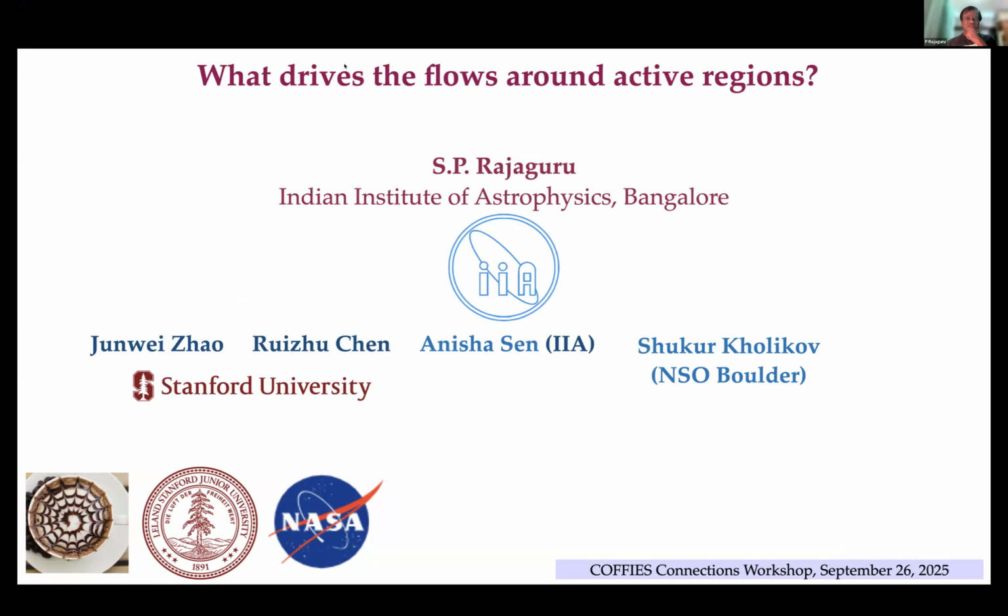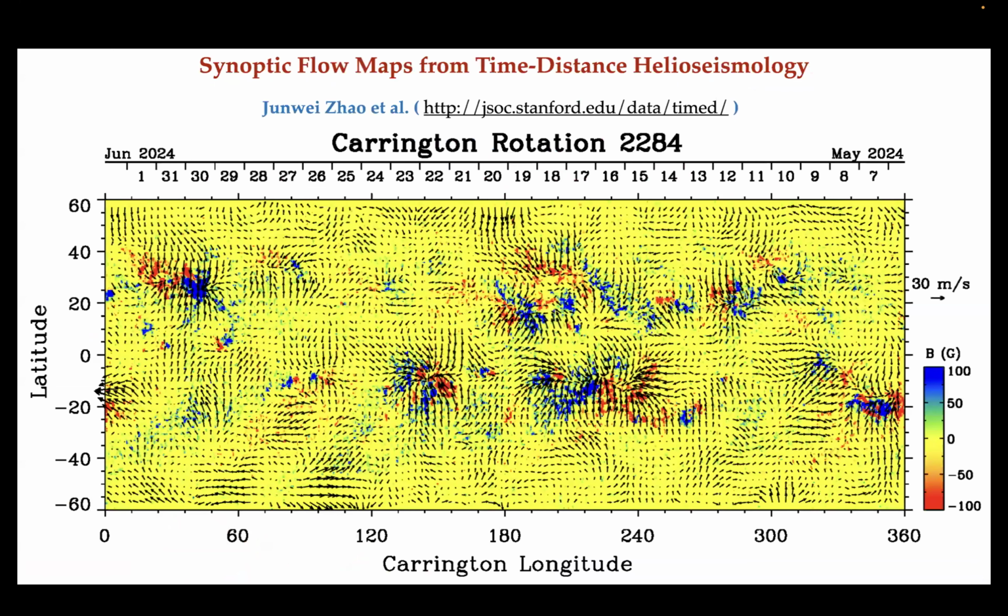All right. So let me start by thanking the COFFIES Connections team for accommodating my talk. So I'm going to address this question: what drives the flows around active regions? Much of the work I talk about today is in collaboration with Junwei, Ruizu, my student here, and Shukur from the GONG team. So let me start with this to set the stage.